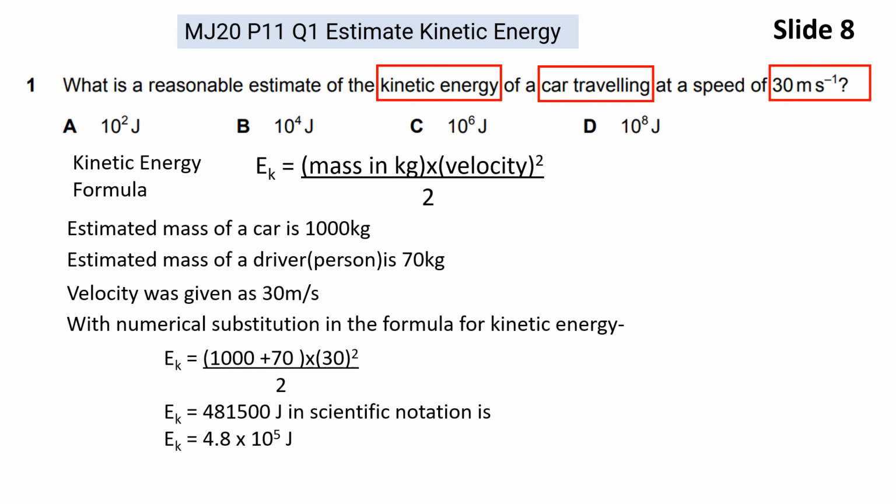If you are struggling between B and C, this is the way to think. You are estimating, and usually when we estimate, you go a little bit over the value. If you opt for B, you'll be too low. If you opt for C, you'll be a little bit higher, but here we have 4.8 times 10 to the 5. So I will choose option C, because it's an estimate, so you have to go above the value.